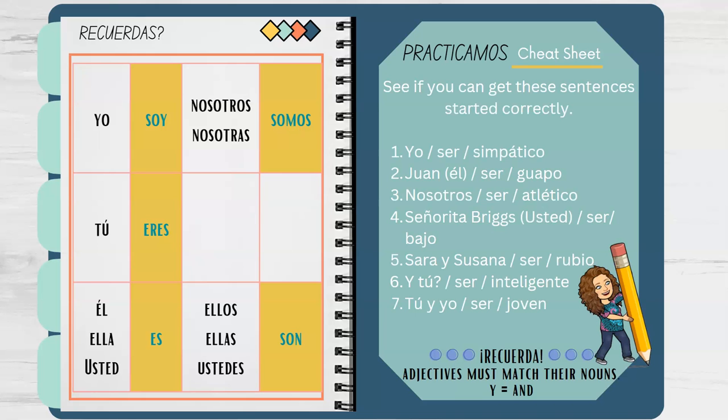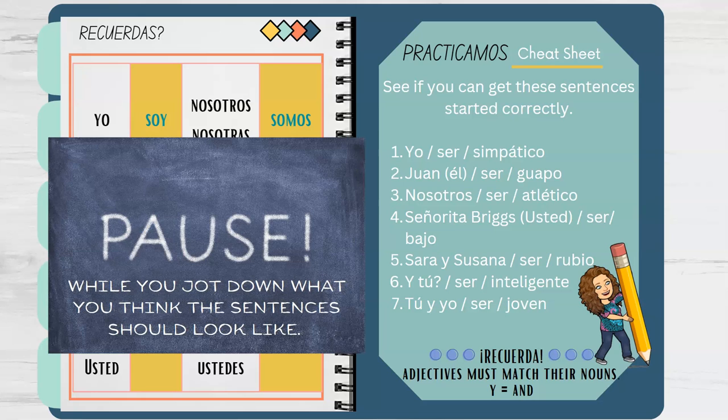Okay, so you're going to write down these sentences. You're going to hit pause while you jot them down and try to match the verb to the subject. When you get finished, you're going to go to the next slide and it will show you your answers if they are correct or not. But first, try it on your own. Remember, the adjectives have to match their nouns. And if you see the letter Y, that means "and." Okay, so hit pause now while you jot down what you think these sentences should look like.